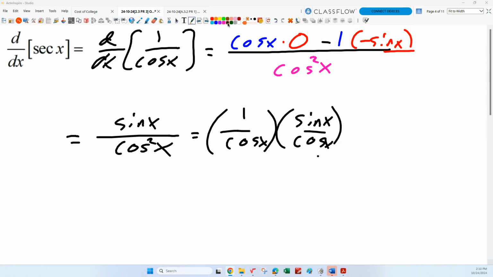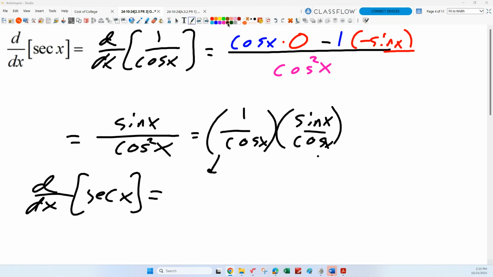Okay, so then the derivative with respect to x of secant x is equal to secant x times tangent x, since sine over cosine is tangent. We got another one. And I'm going to just give you the rest.